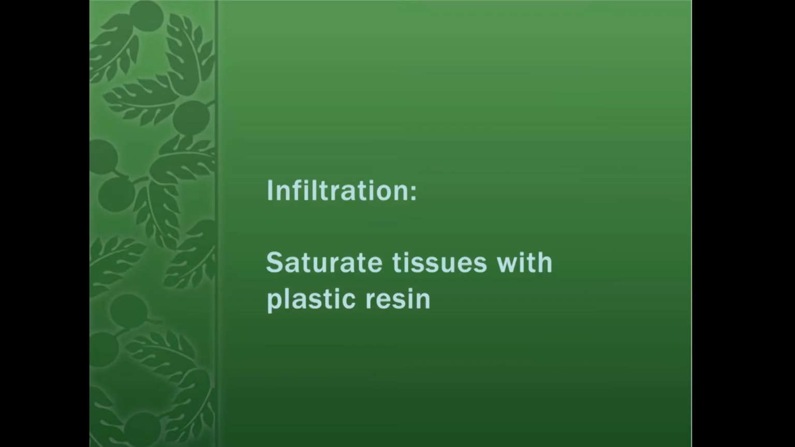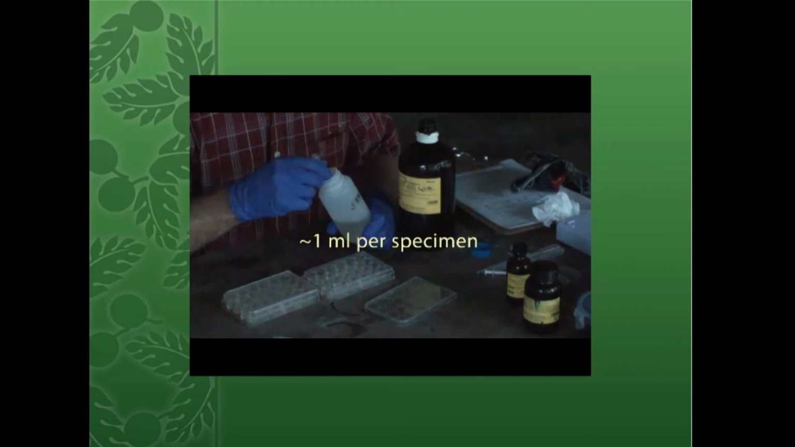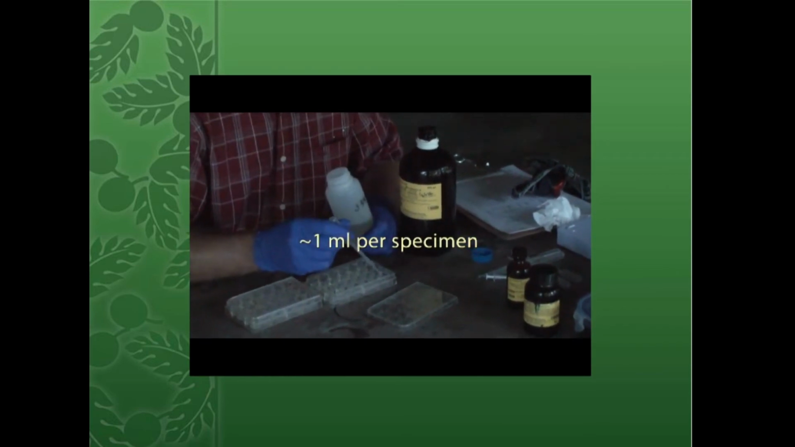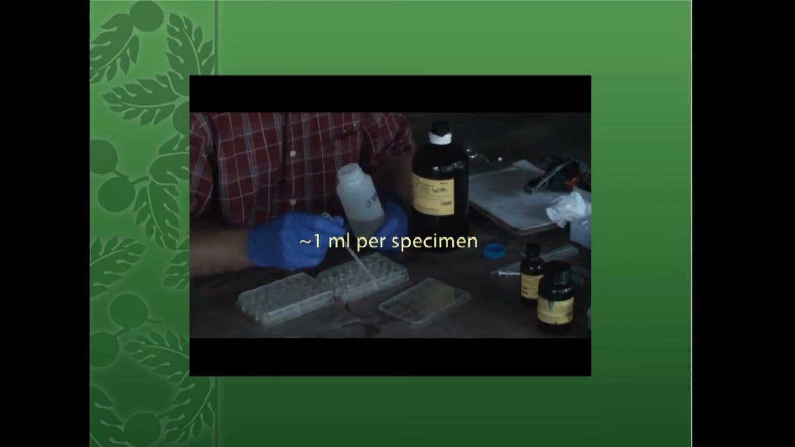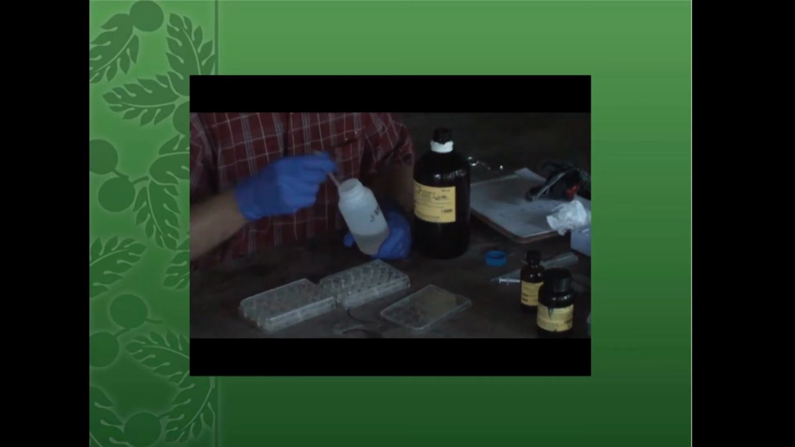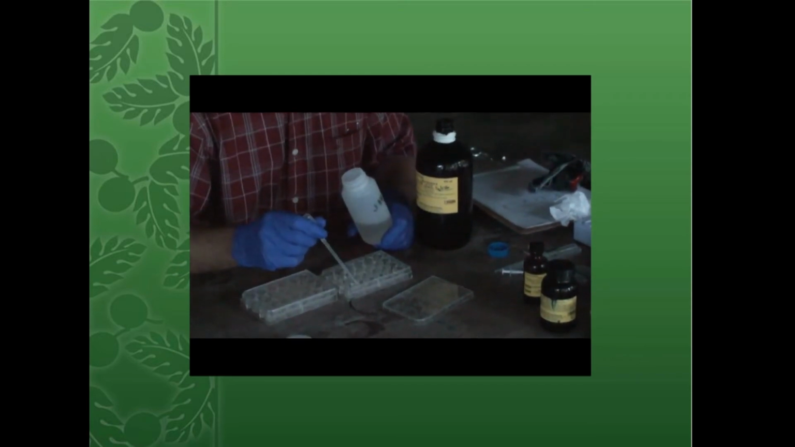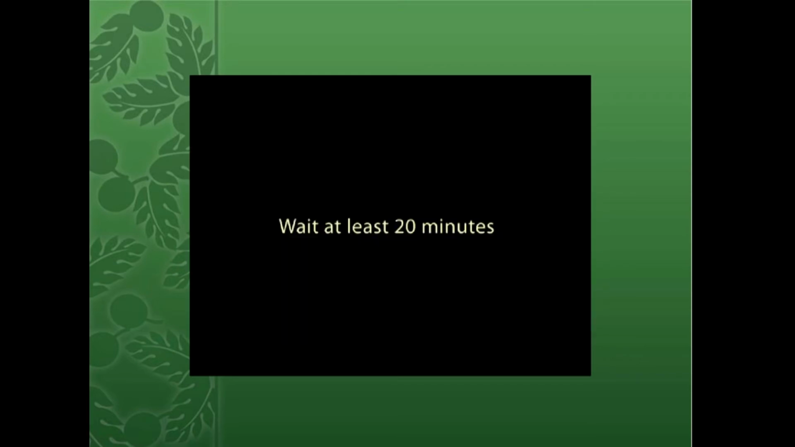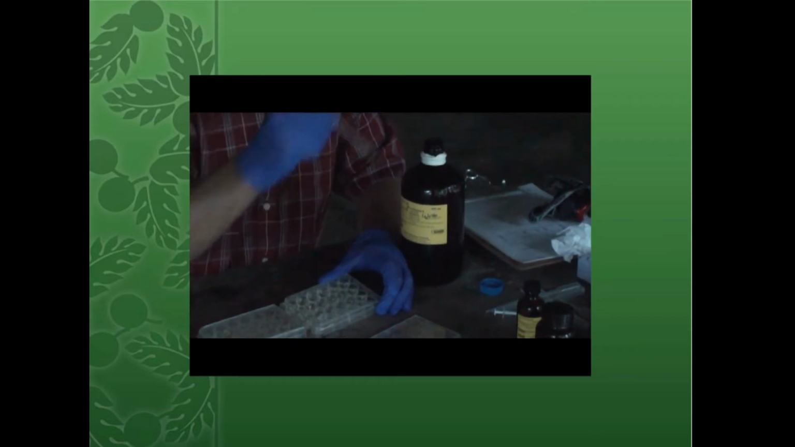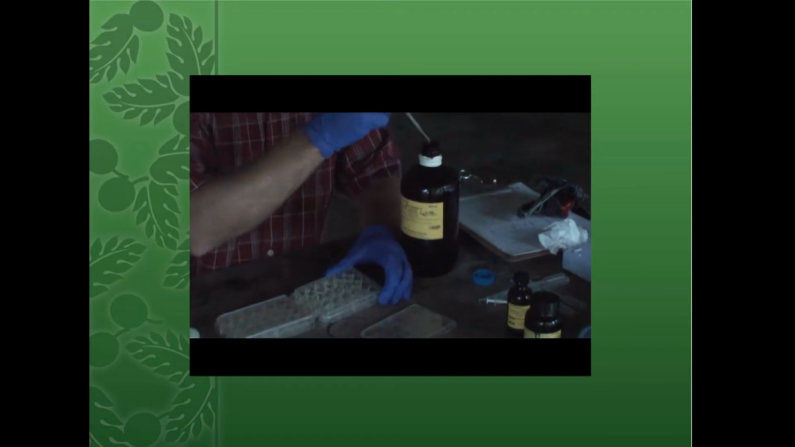Now you're going to saturate those gonad subsamples with the plastic resin. Now you'll add that infiltration solution to your subsamples. And just as you did for the alcohol series, you'll wait at least 20 minutes. Remove that infiltration solution.